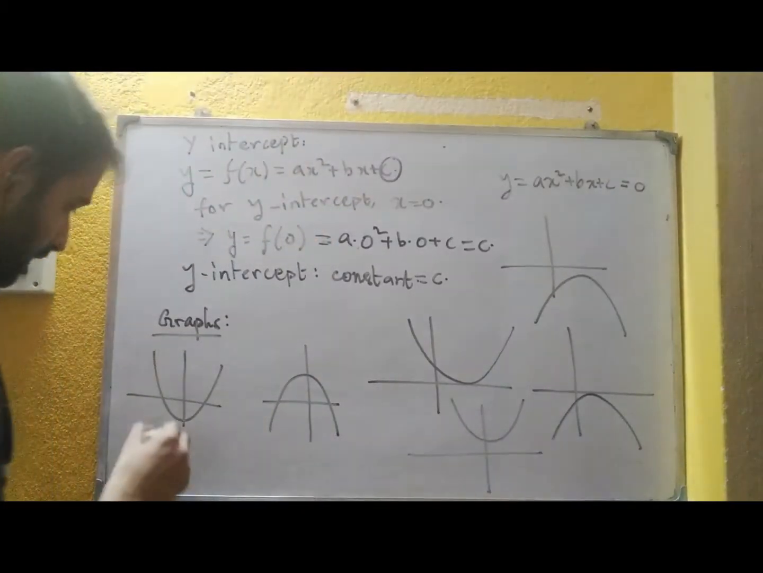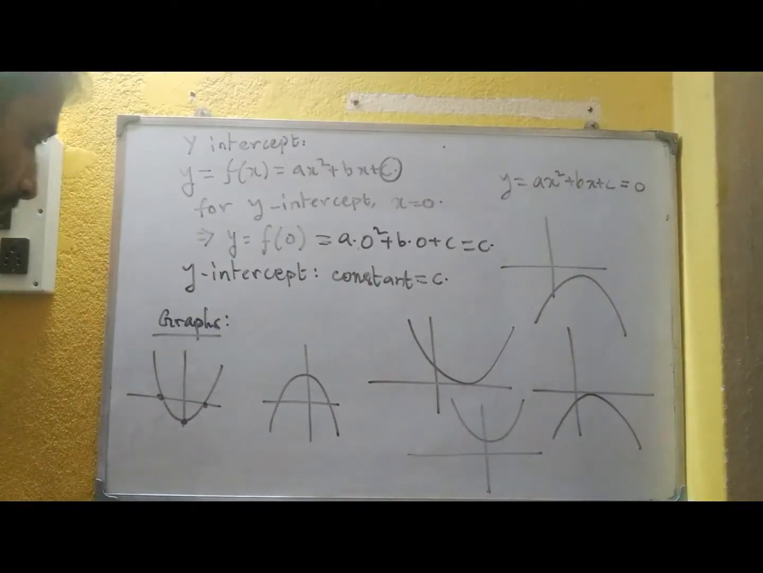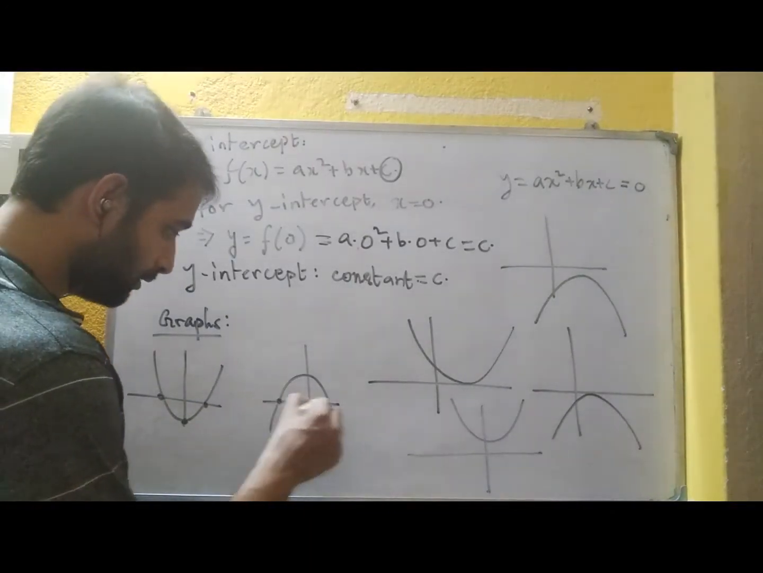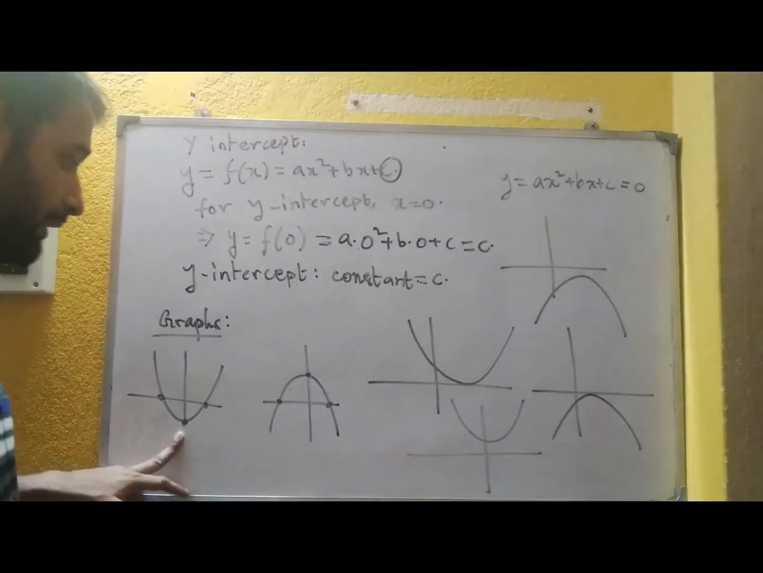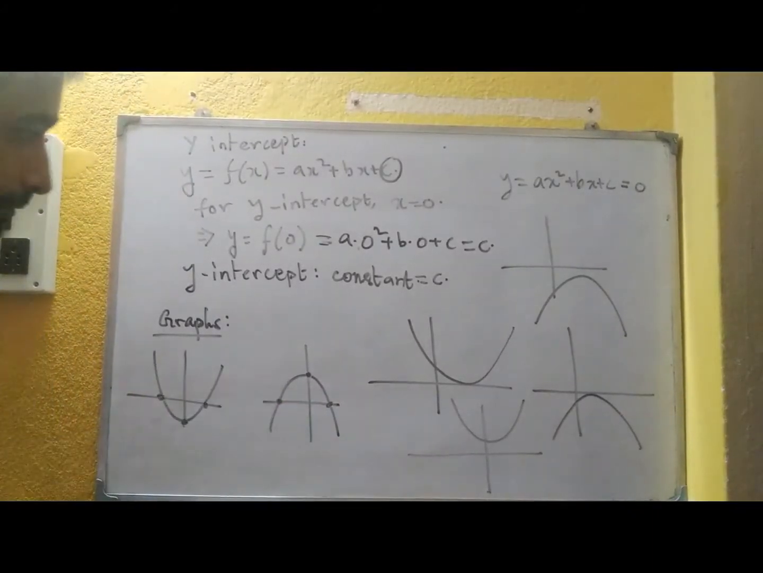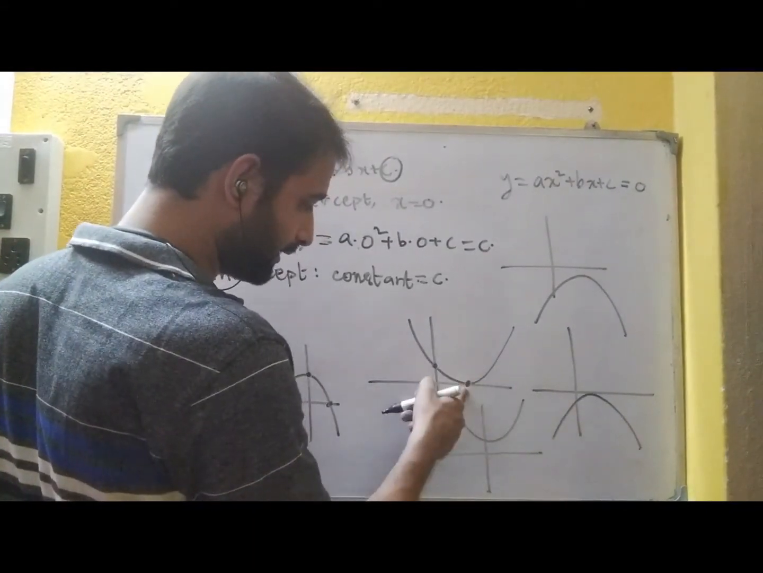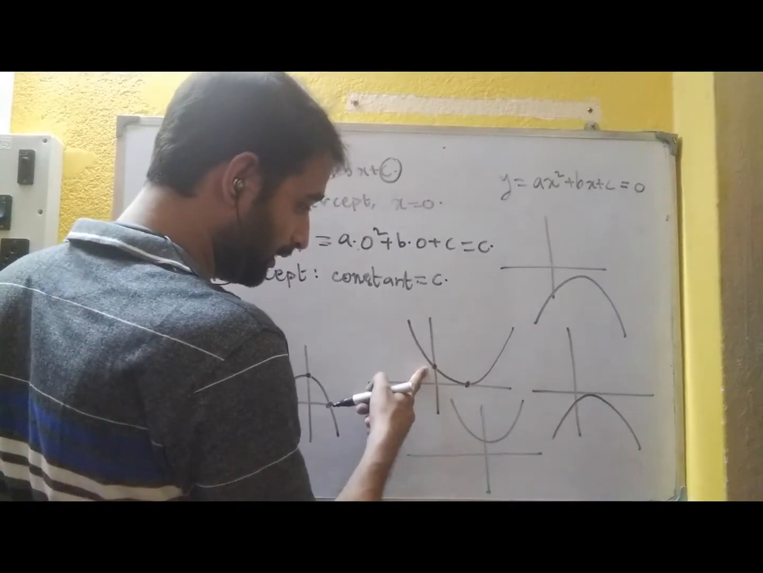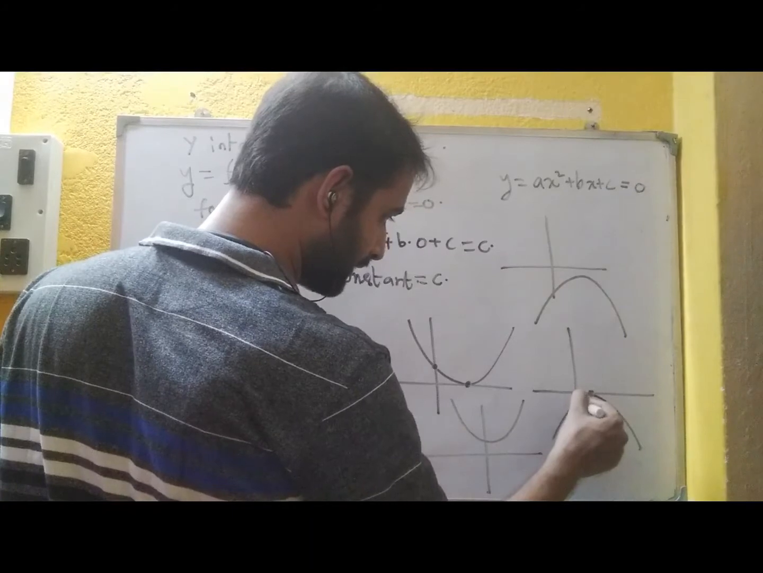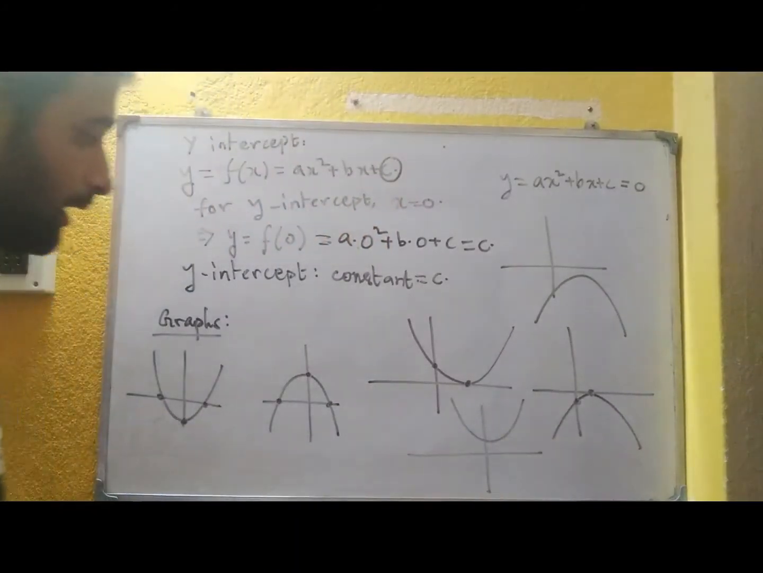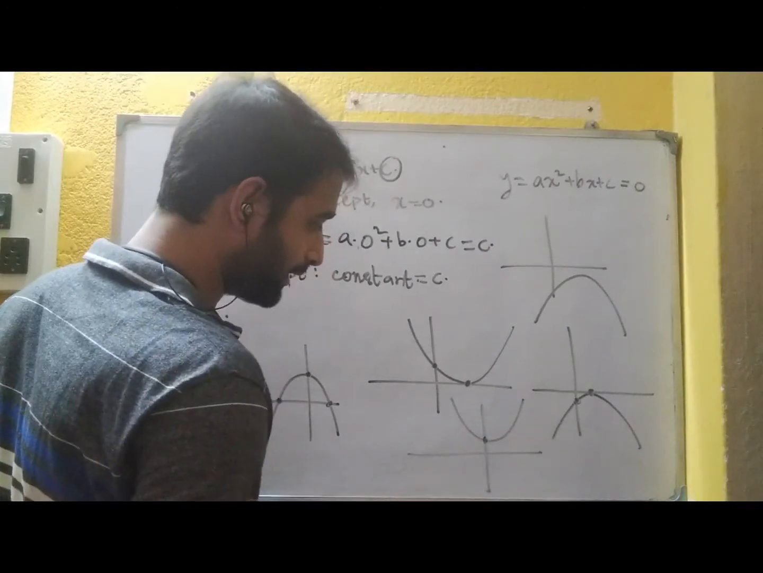So in this one, see, there are three intercepts, two x-intercepts and one y-intercept. Here also, there are two x-intercepts and one y-intercept. The difference is that here the y-intercept is negative, here it is positive. Here you see there is only one x-intercept and only one y-intercept. So this is a different case. Here also there is only one x-intercept and one y-intercept. And here, see, it is only one y-intercept, no x-intercept.